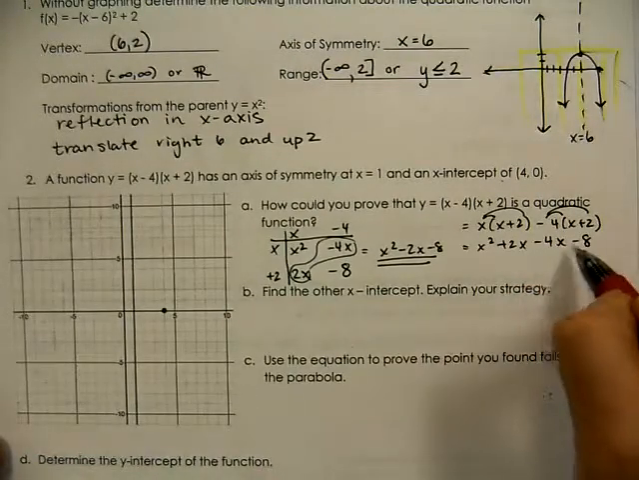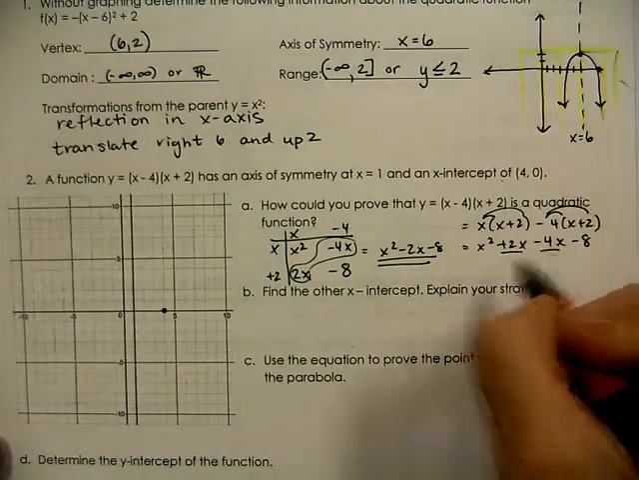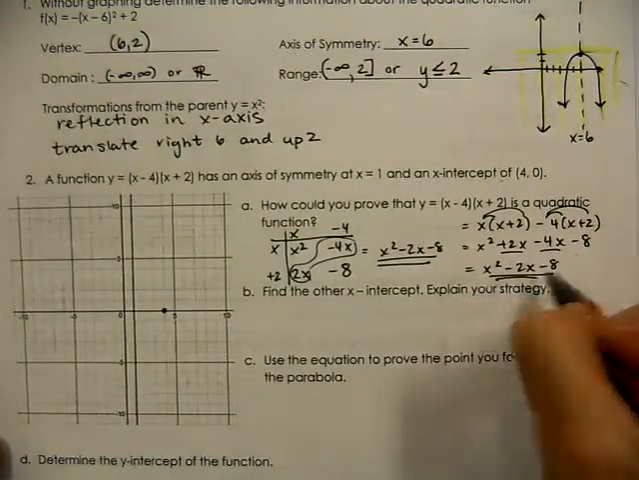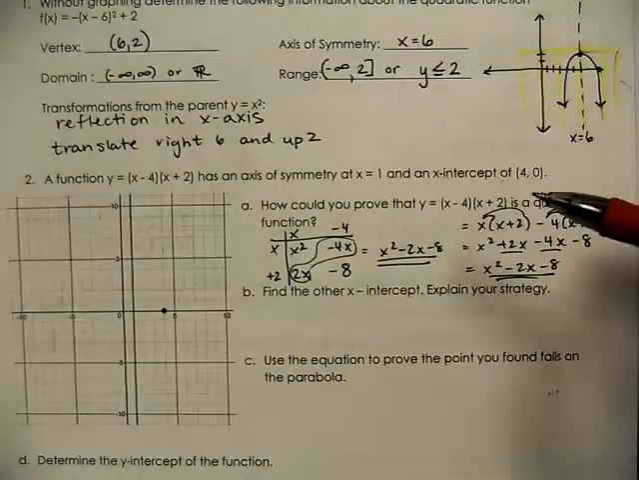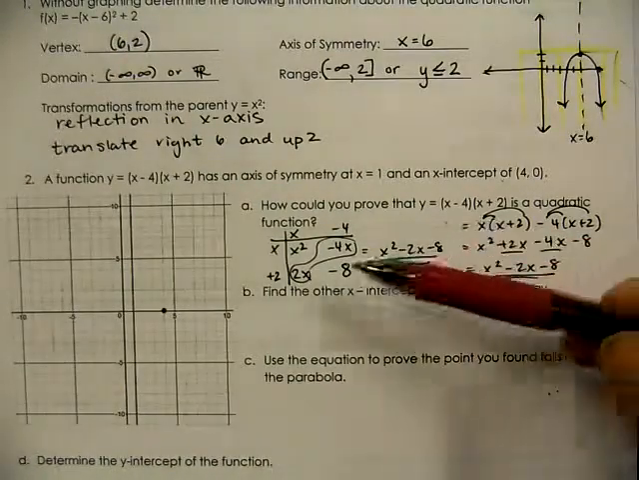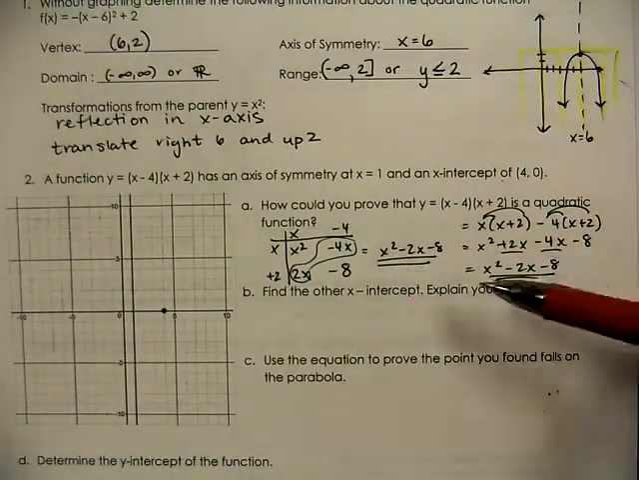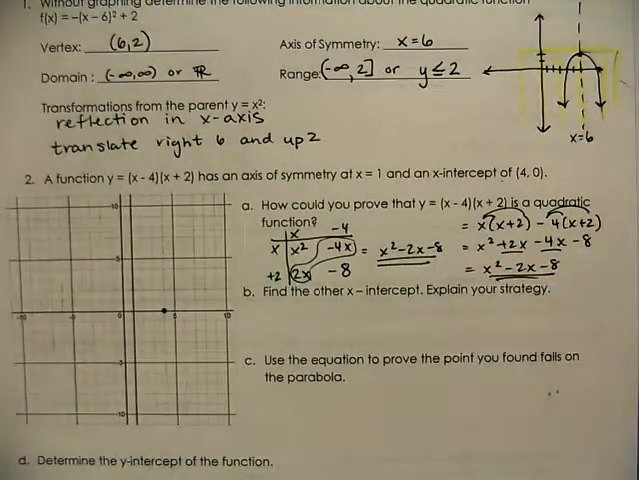I distribute here, I get negative 4x minus 8. And if I combine like terms, I get that same x squared minus 2x minus 8. So I can clearly see the degree is 2 and it's quadratic. If I asked you this on a quiz or test, not only would you show some kind of work like that, you'd also have to write a sentence explanation explaining that. So I would explain that the degree is 2, the highest exponent is 2. But you didn't have to do this.